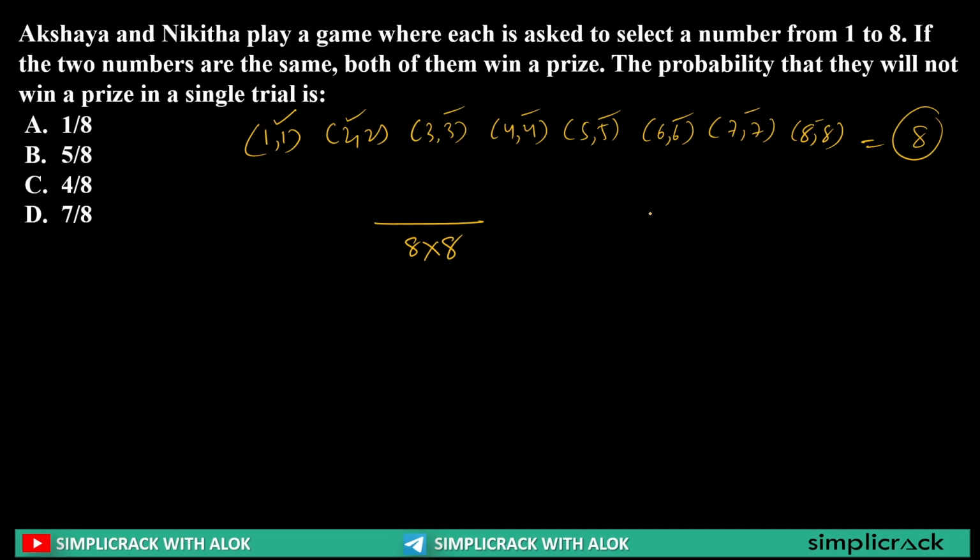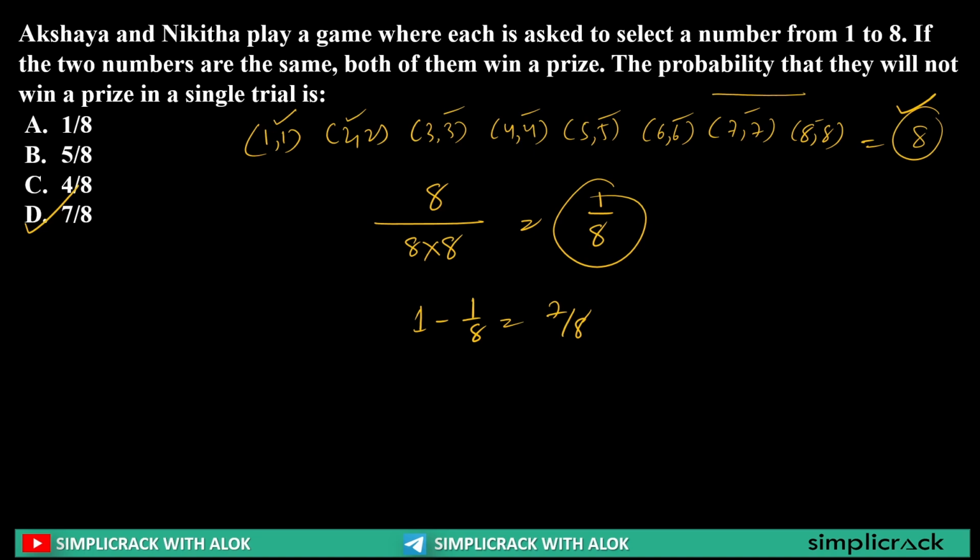And how many times will they win the prize? 8 times. So the probability of winning is what? 1 by 8. What it has asked is that they will not be winning a prize, so it is 1 minus 1 by 8, that is 7 by 8. D is the answer. You just need to understand the question well in order to answer it.